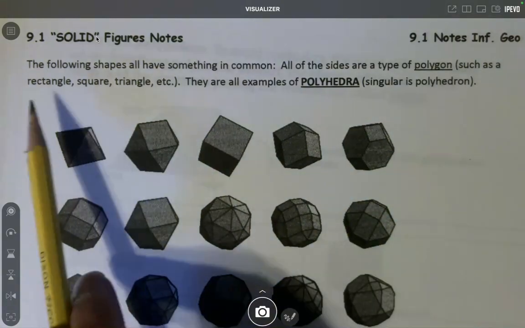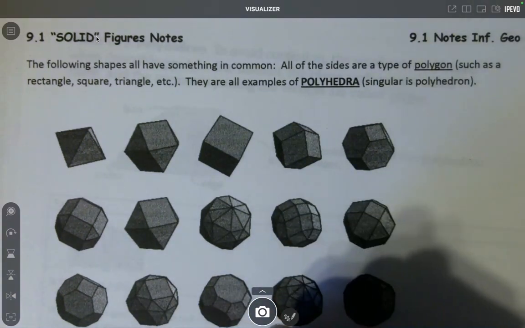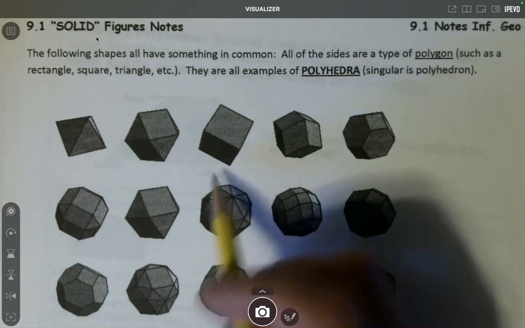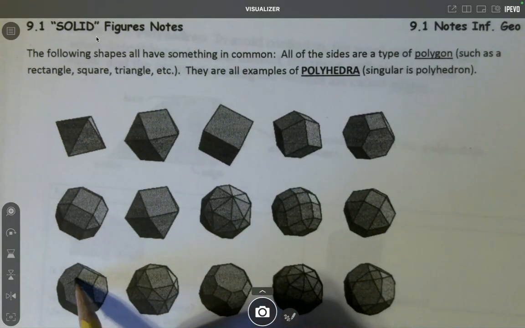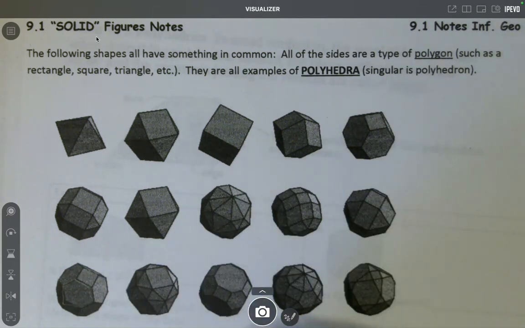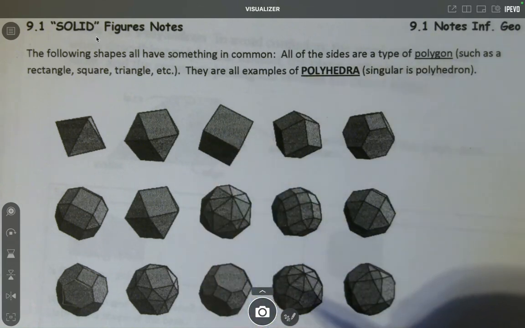So that means rectangle, square, triangle, what else would we have? Dodecagons, all different kinds of shapes, right? So if you look at this shape down here, one of the faces is a hexagon and the other faces are squares. So it doesn't have to just be one kind on the entire shape like a cube. They can be mixed together, but all of them are polygons.